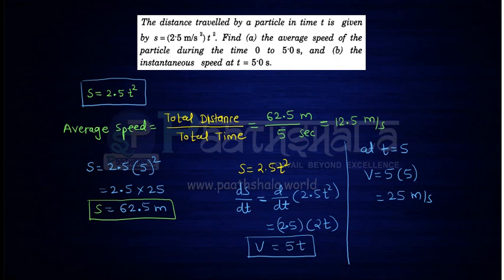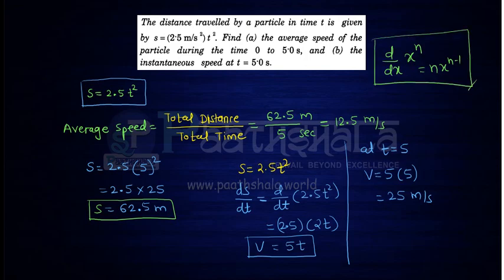So we used one formula here, that is differentiation of x to the power n with respect to x is nothing but n into x to the power n minus 1. So we have used this differentiation concept here to take the differentiation of t square. So we got the instantaneous speed as 25 meter per second and average speed as 12.5 meter per second.